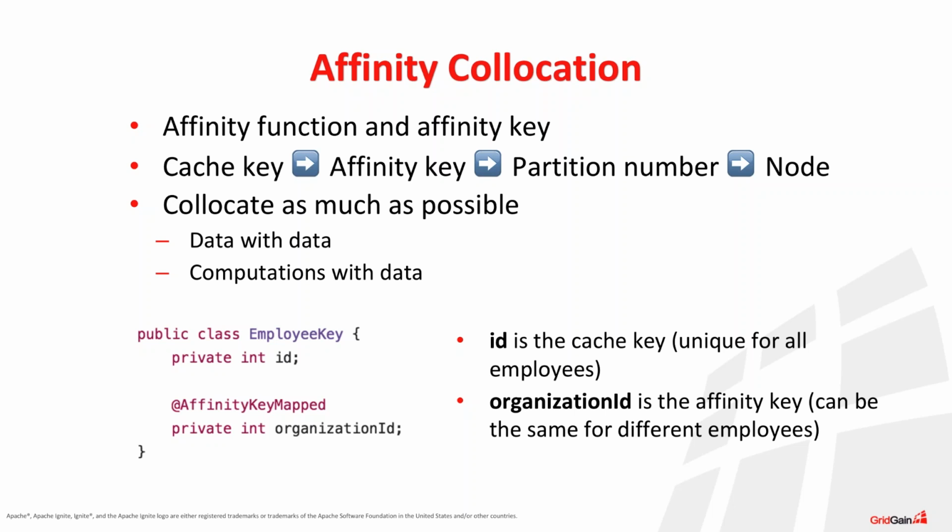So basically you can collocate data with data, when you have an organization class and employee class, and you can have the organization with all its employees on the same node. And you can also collocate computations with data as well, so that you can send a closure or a computational job to the particular node where particular affinity key is stored.